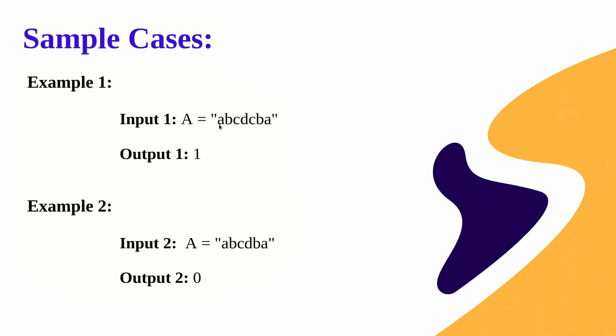So let me repeat. What do we do? We check this A with this end. Okay, so as you can see, both are A. Then we check the second character from here to the second character from the right end.